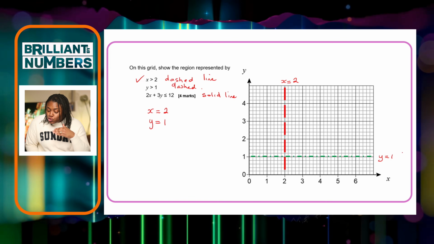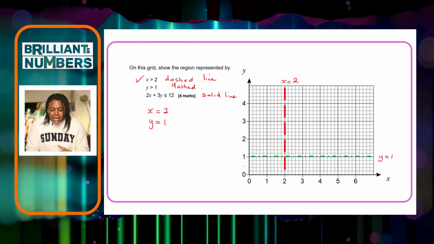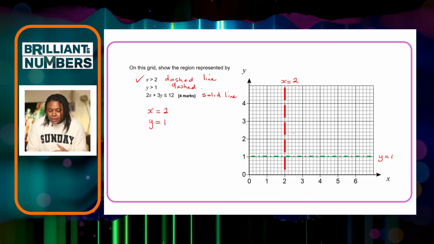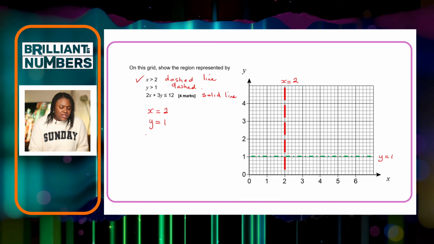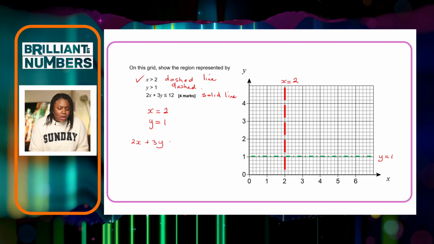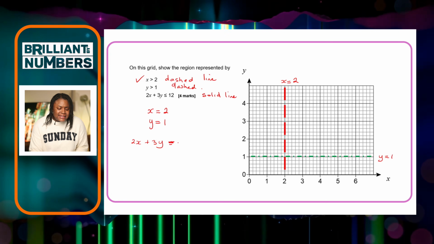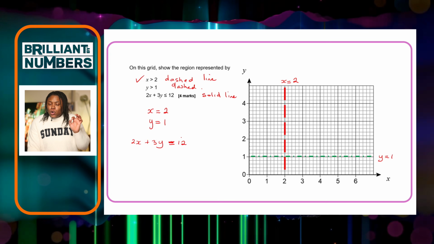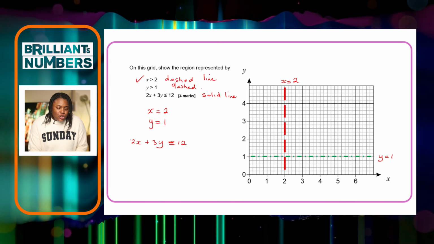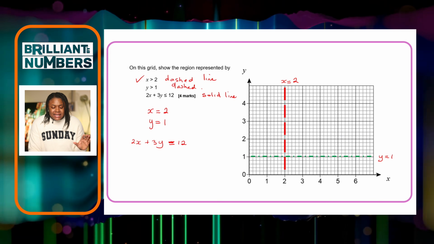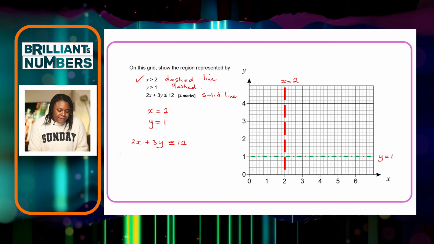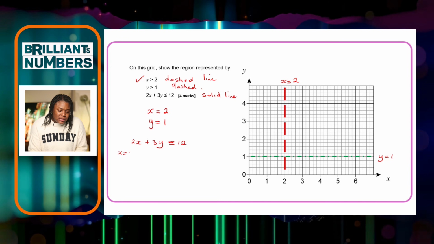So if y is greater than 1, it is going to be above the green line, but still somewhere over here. Now I need to draw this one, which is the most complex one, but I'm going to make it really simple for you because we are going to make it exactly equal to 12. But we're going to use the cover-up method for this. Now, using the cover-up method means that I'm going to make x equal to 0 first.